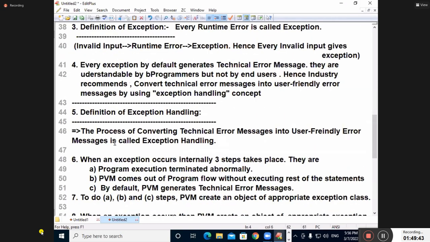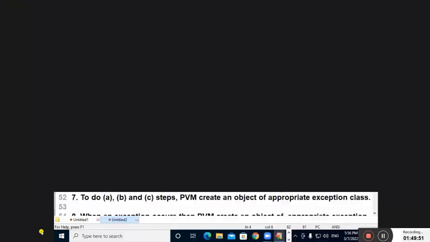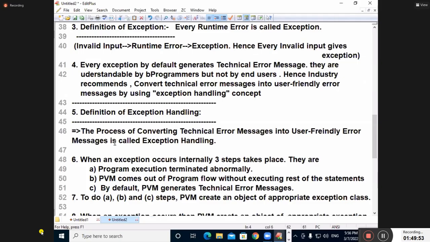So how many types of errors? Three types. Okay. Exceptions are giving what messages by default? Is it recommended to generate them? User-friendly error messages. To turn these technical error messages into user-friendly ones, what should I use? Exception handling concept, I need to use it.